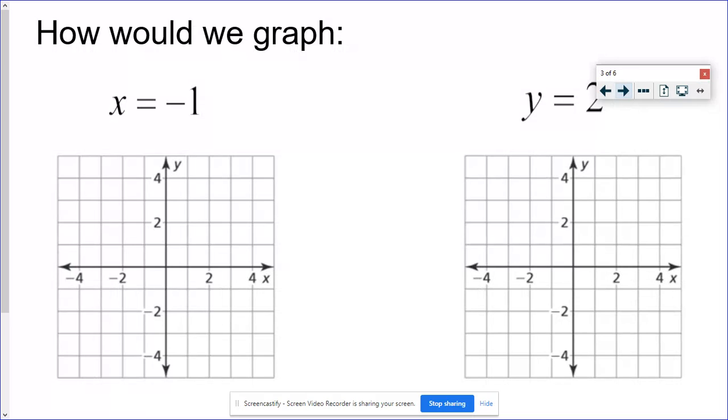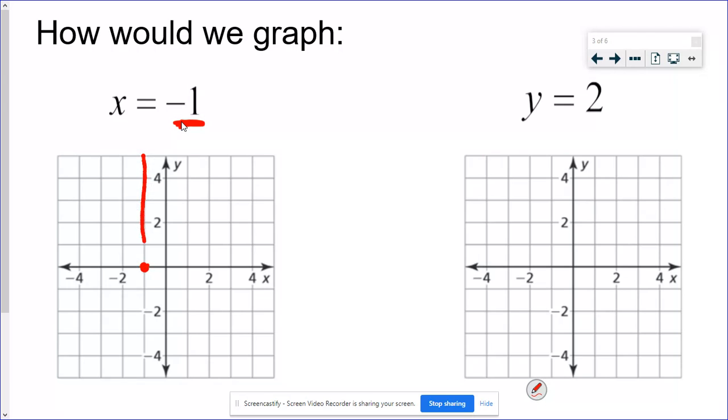So for these two examples, again, in the first one, this is just an x. It's going to touch the x, it won't touch the y. And it's going to touch the x at -1. So that means right here is where it's going to cross the x-axis. Oh, not a very straight line. I'm very sorry about that. But that's what it looks like when it's just an x. Doesn't touch the y-axis because there wasn't a y.